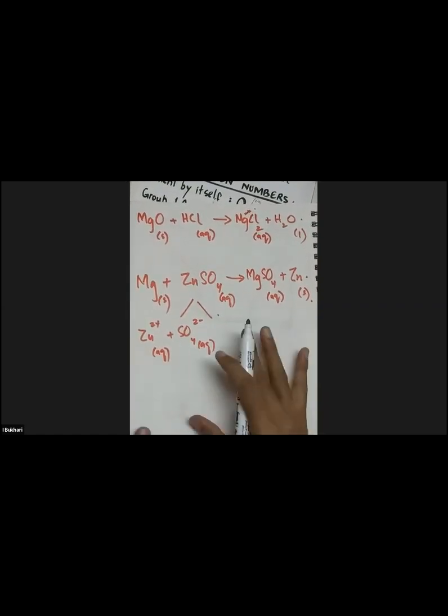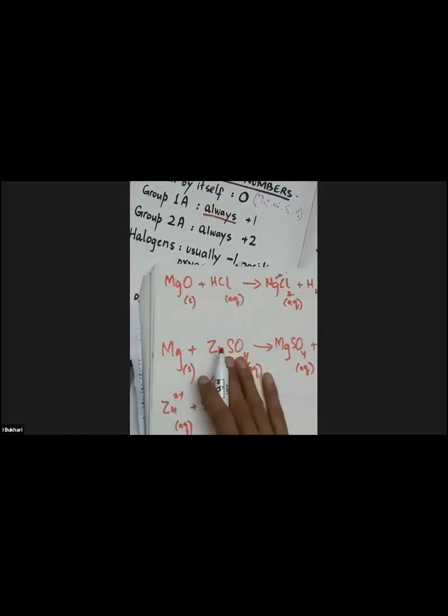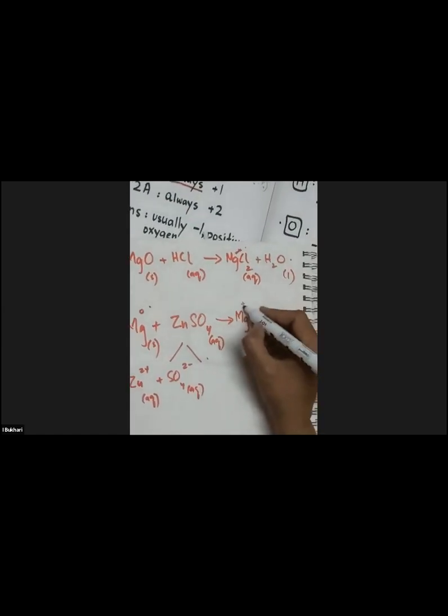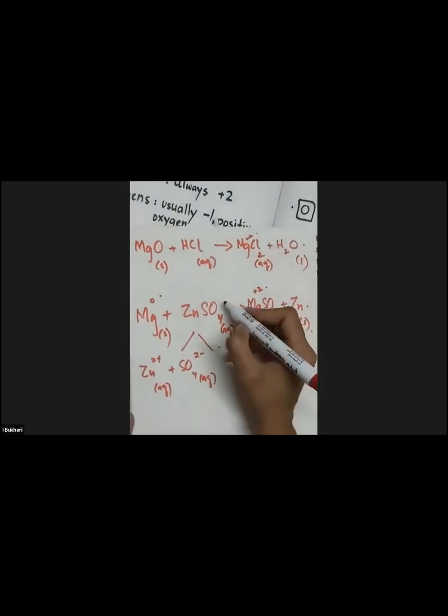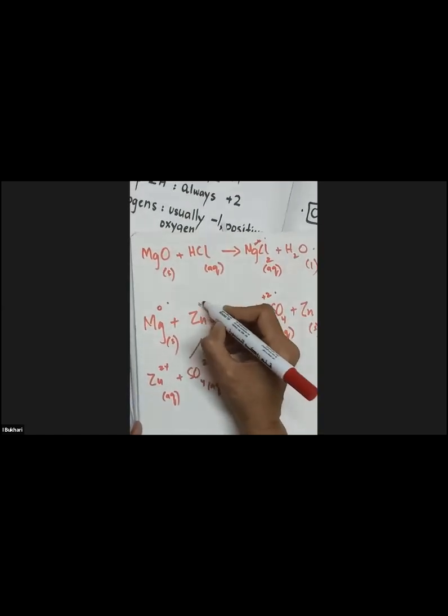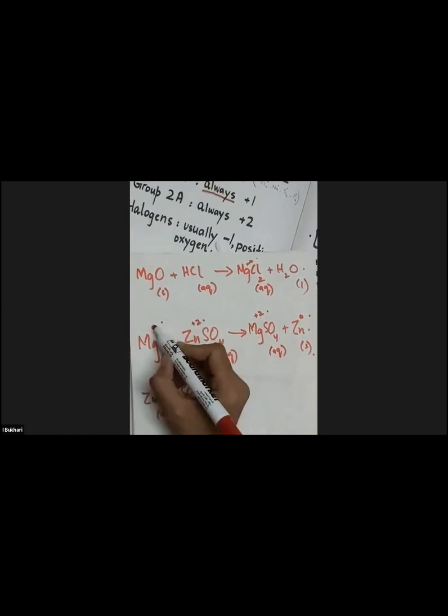Okay, let me first find out what has happened. Let's find out what has been oxidized and what has been reduced. This is 0, this is +2. This is +2, this is 0. Sulfate is the same. Nothing happened to sulfate. This got oxidized. This is oxidation.